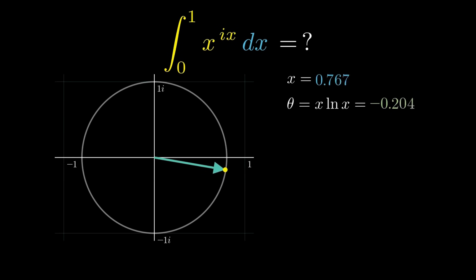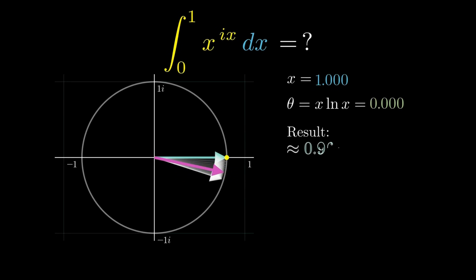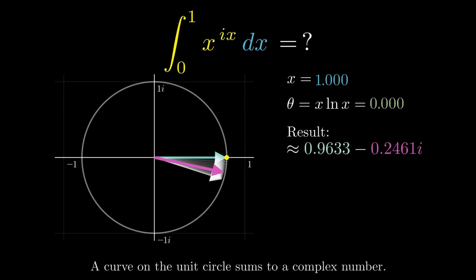The point walks along the circle, and each tiny vector contributes. Add up all those directions, and the real integral becomes a complex number, approximately 0.9633 minus 0.2461i. Let us explore why. The transformation strategy is simple. Turn x to the ix into something we can expand.